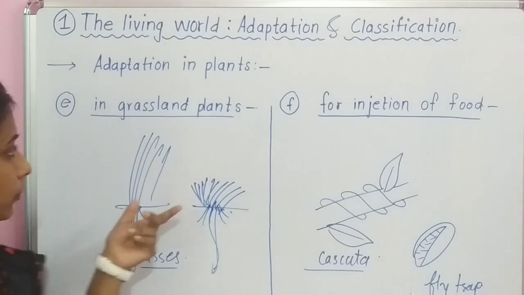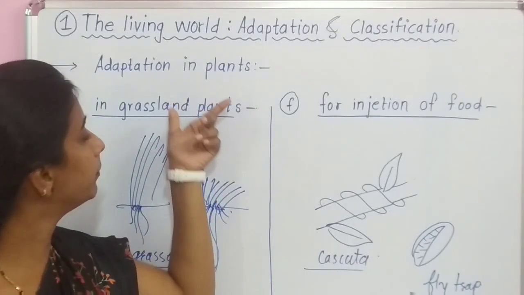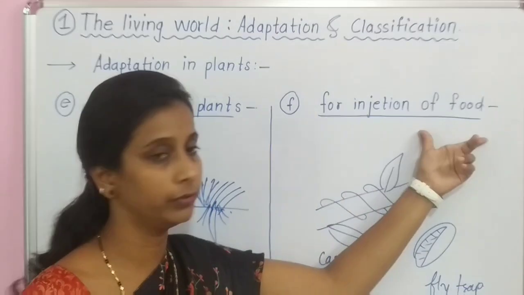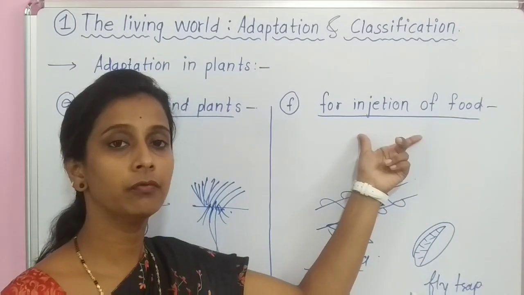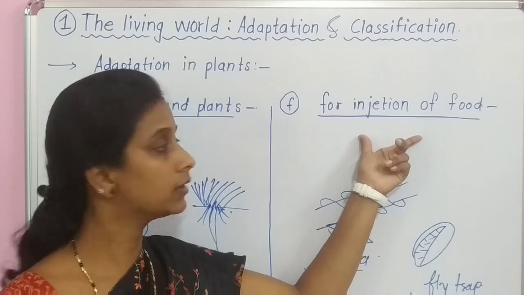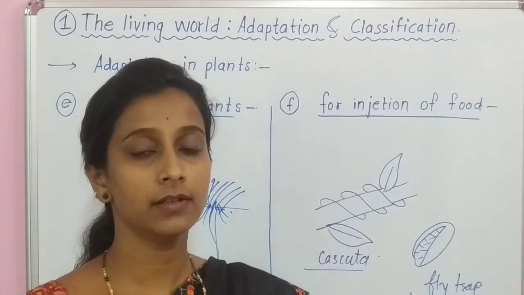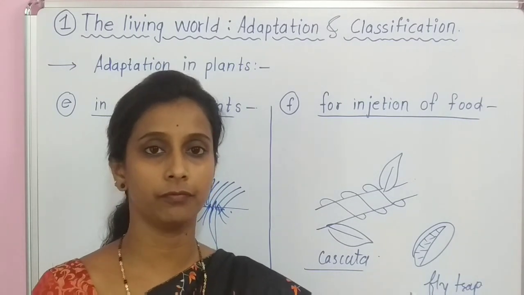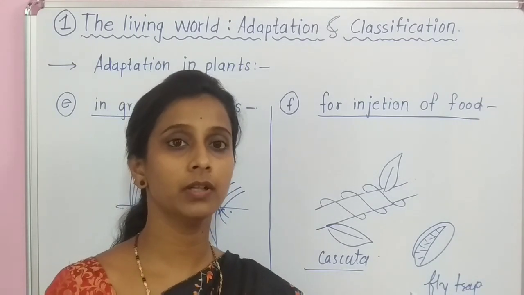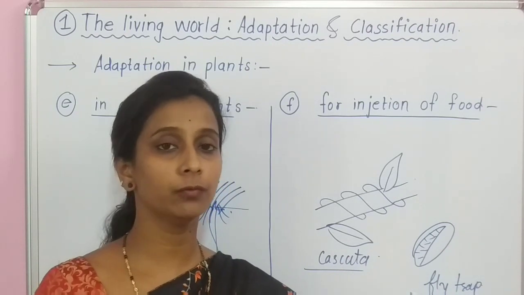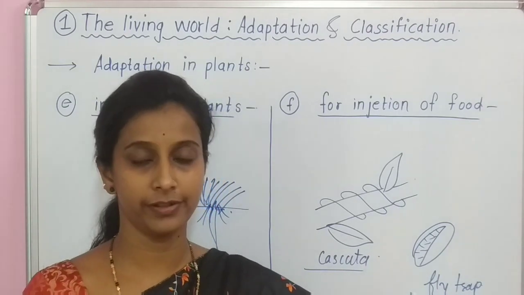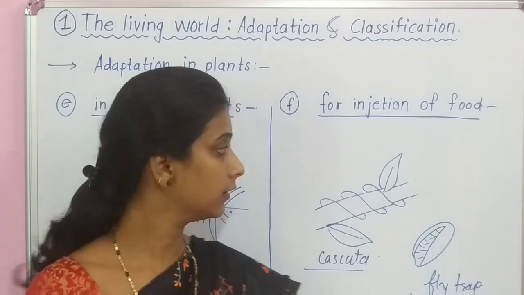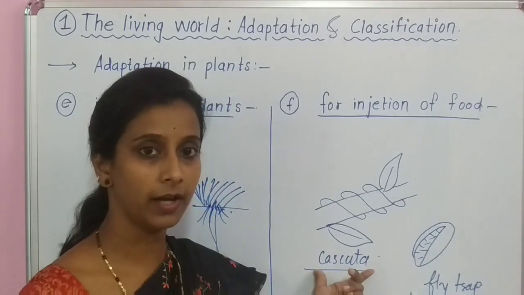Come to the next type, that is adaptation in plants for the ingestion of food. For the ingestion of food, this is a very important type. Now we know that plants are autotrophic. Mostly all plants are autotrophic in nature because they make their own food with the process of photosynthesis. But some plants do not perform photosynthesis. Some examples are here. Cuscuta.